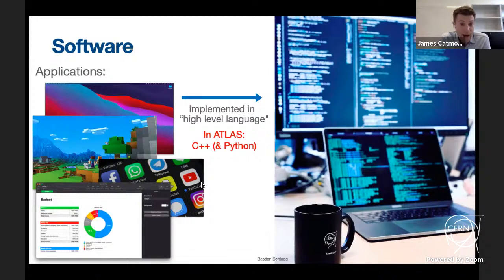If the person is sufficiently experienced, they can usually understand just by reading the software what it's supposed to do. In the ATLAS experiment, the main high-level language we use is called C++. We also use another computer language called Python for certain tasks. But for the big mathematical processing, heavy duty processing, we use the C++ language.